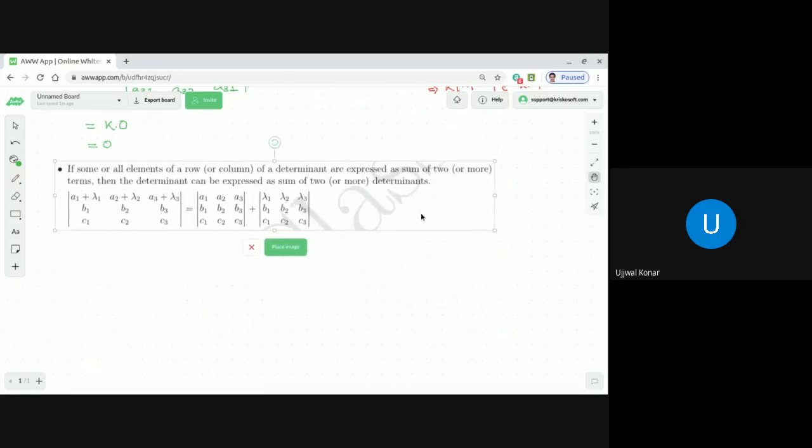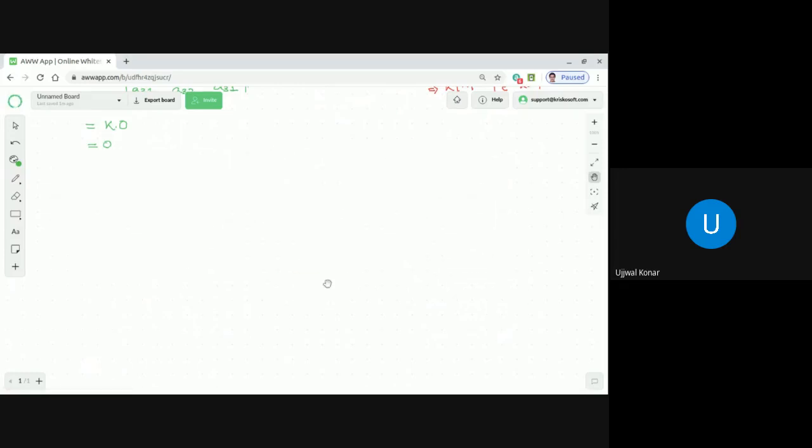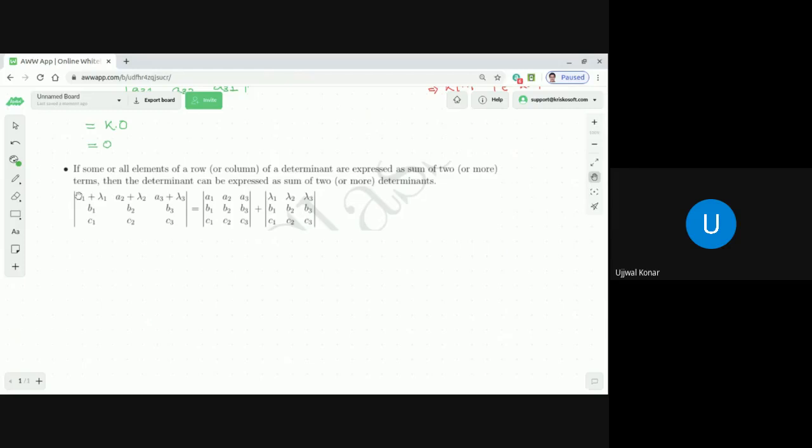So if you look into it, dear students, the determinant for the statement I just read out. If you look into this determinant, the first row is expressed as A1 plus lambda 1, A2 plus lambda 2, A3 plus lambda 3, and then B1, B2, B3, C1, C2, C3. So this can be expressed as the sum of two determinants.